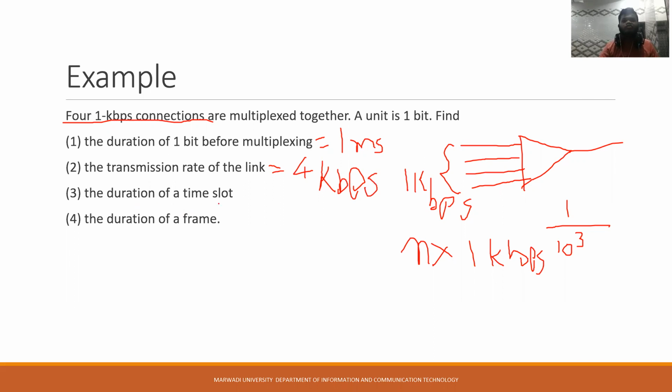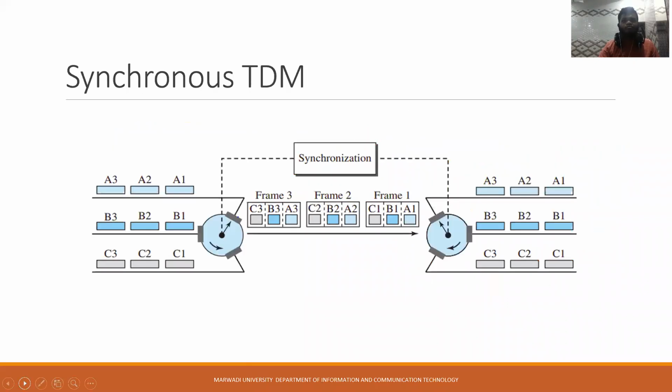So the duration of a time slot. That is nothing but the output time slot. So we are having 4 connections, so the frame would contain 4 bits. So A, B, C, and D, if we name it like that. The input duration is 1 millisecond, so the output time slot will be 1 by 4 millisecond. Then we have the duration of a frame. It is nothing but this itself, that is 1 millisecond. Okay, so now let's move forward.